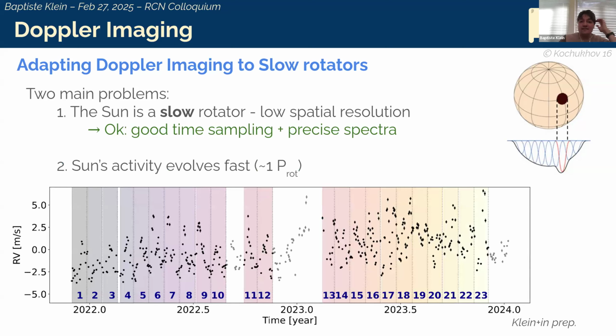The second problem that we face is that the solar activity evolves very fast, typically on the order of 1 rotation period. That means that the sun does not really look alike after 1 rotation. So if I use just traditional Doppler imaging frameworks, the evolution of stellar activity is not included there. So I'm going to divide my solar data into chunks of 1 rotation period, and I'm discarding the chunks when there are not enough points. I'm going to apply Doppler imaging independently on these 23 chunks of data, completely independently.